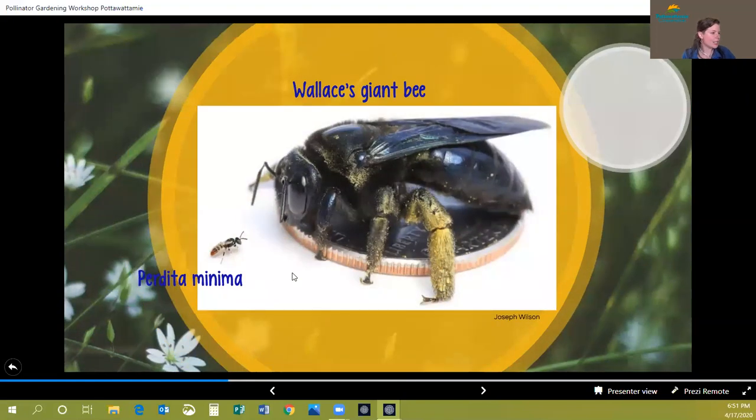And here I forgot to mention that this is some of the great biodiversity we have just in the realm of bees. This is the world's biggest bee. It's the Wallace's giant bee, and it's sitting on a quarter here. It's a mason bee. And then we have this little tiny guy right here, Perdita minima. They say they're so small that they can fly right through mosquito netting. So if we want to keep this diversity of wildlife and animals, we have to have a diversity in flowers and plants.